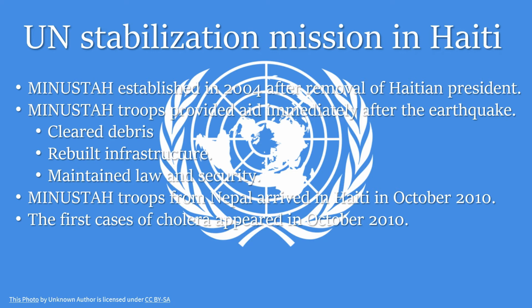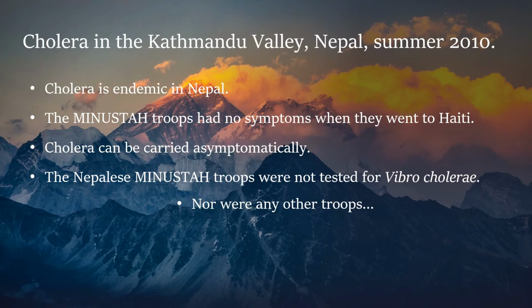And different troops were brought in to relieve troops that had been there for quite some time. So troops came from Nepal, arriving in Haiti in October 2010 to take over their shift of helping out the people in Haiti. Unfortunately, the first cases of cholera also appeared in October 2010. Cholera is endemic in Nepal. The MINUSTAH troops had no symptoms, however, when they went to Haiti. So no one suspected that these troops that were arriving to help in Haiti might be carrying cholera.